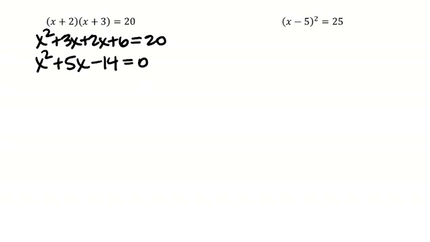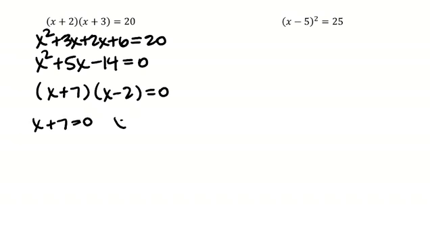There are going to be two numbers that multiply to negative 14 and add to 5. It's going to be 7 and negative 2. Okay, so x plus 7 times x minus 2 is equal to 0. Meaning that either x plus 7 equals 0, or x minus 2 equals 0.